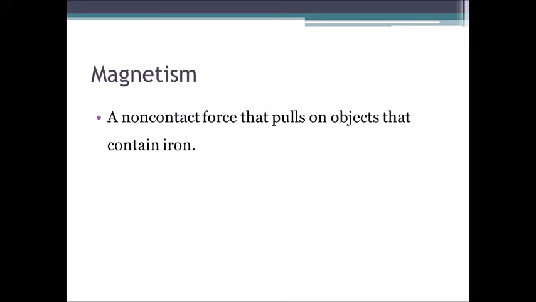Now, what is magnetism? It's a non-contact force that pulls on objects that contain iron. The magnet attracts objects that contain iron because it has magnetism. It has this kind of force that attracts objects that contain iron.